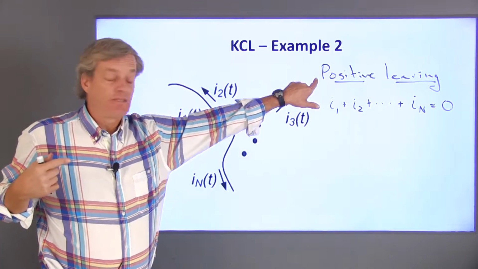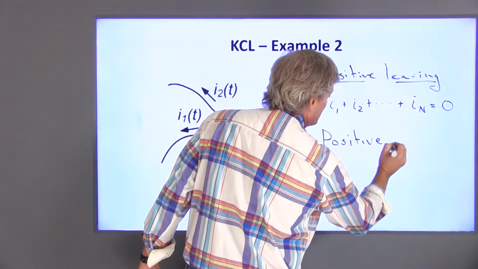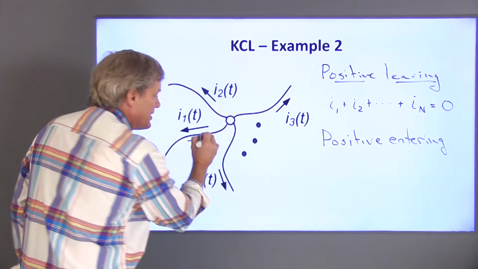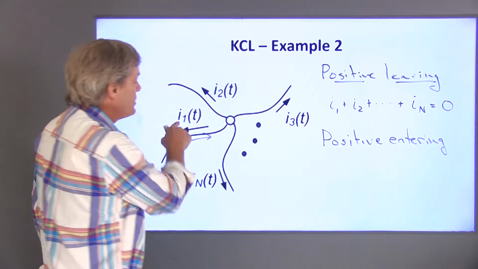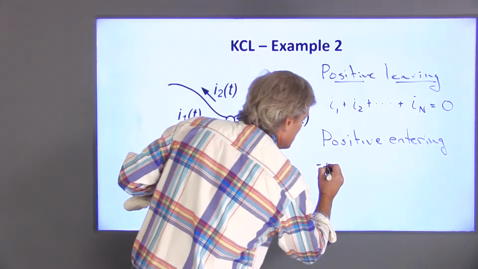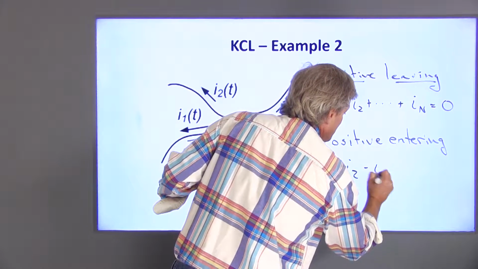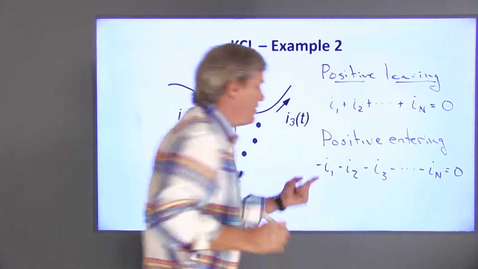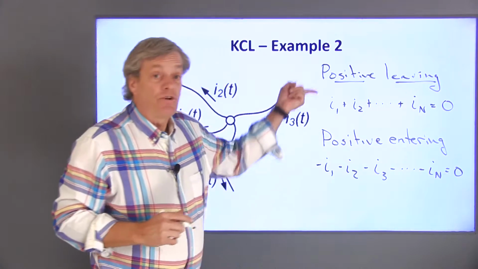We can choose a different sign convention. Say we assume that positive currents are entering. Now my positive current direction, for example, for I1 is this direction. Switching the direction of the arrow changes the sign on the current. So this is negative I1 entering. The same switching of signs is associated with all the other terms. So negative I1 minus I2 minus I3 minus I sub n is equal to 0. These are the same equation.